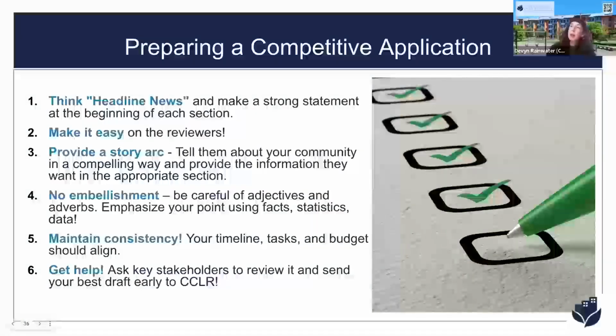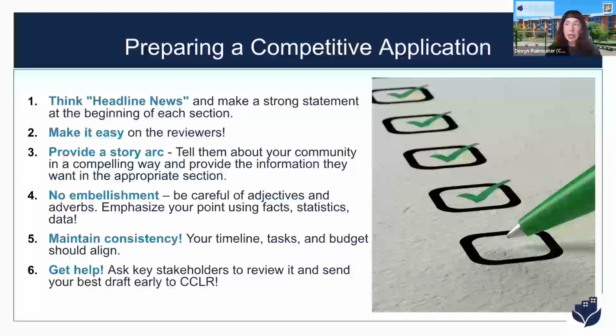And here, I won't go into too much depth on our tips for writing a good application, but here's an overview and shows you a little bit about what we can talk about in a meeting with you. These are a few tips that CCLR provides.